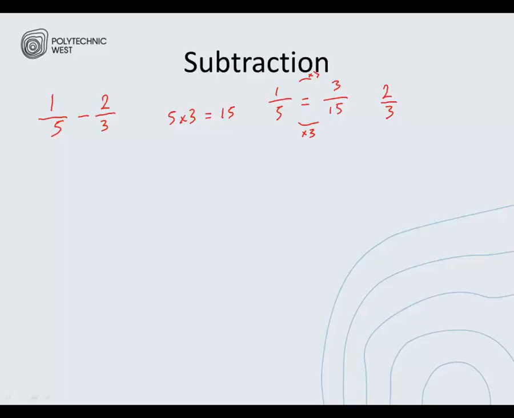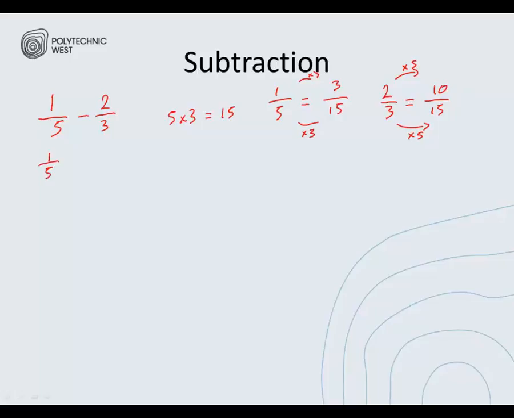2 over 3 equals something over 15. To go from 3 to 15, we multiply by 5. So we multiply the top by 5. And 2 times 5 is 10. 2 over 3 is 10 over 15. So now we just write that back in.